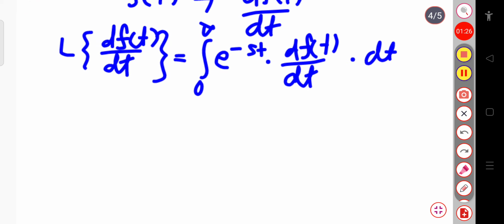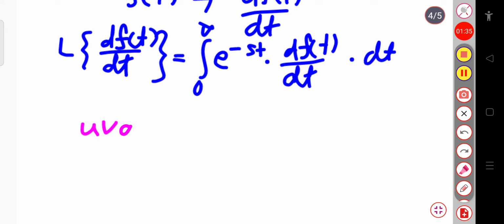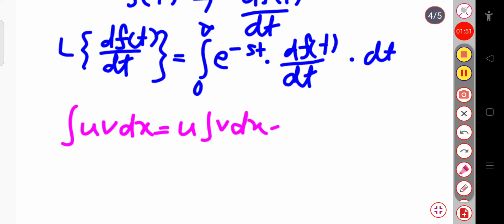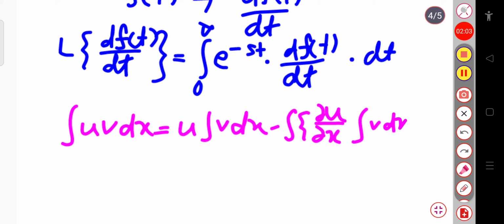Now if I integrate by parts, our formula is: if we have the integral of u into v dx, where u and v are two functions of x, then you can write this as u into the integration of v dx, minus the integration of dou u by dou x into the integration of v dx, whole into dx. This is the integration by parts formula.